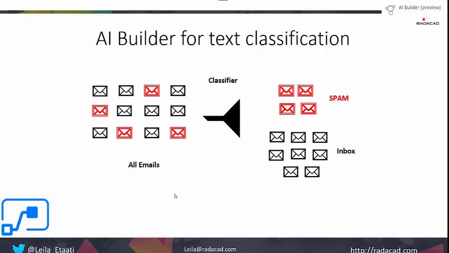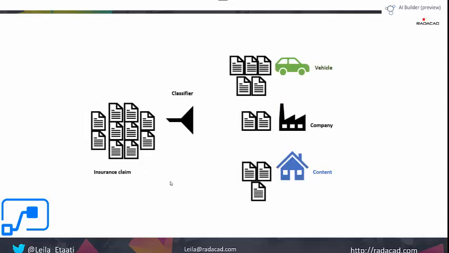In another scenario, we have some insurance claims. There are some documents from our customers and we want to label them based on whether they are related to vehicle, to company, or to content insurance. So in this short video I'm going to show you how to create the AI Builder text classification, and then you will see how you can use it in Power Automate to extract the result. Just check it out and see how we can do it.